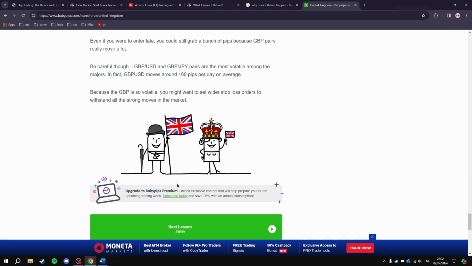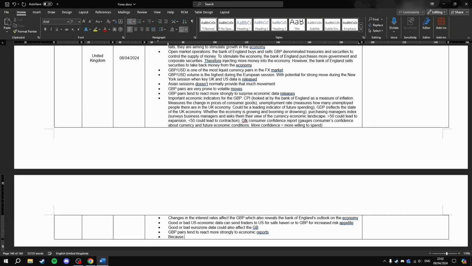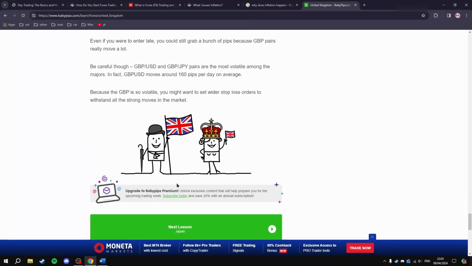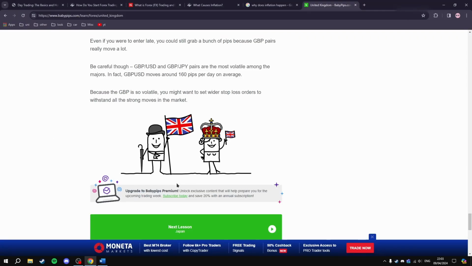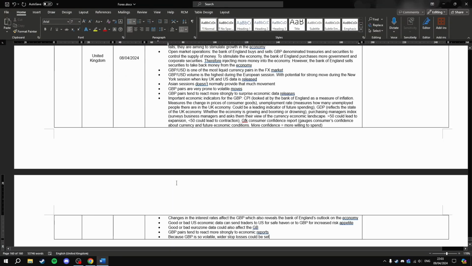Because the GBP is so volatile, you might want to set wider stop loss orders to withstand all the stronger moves in the market.